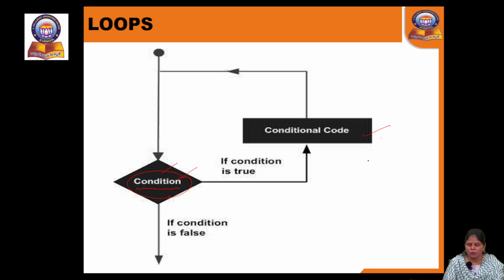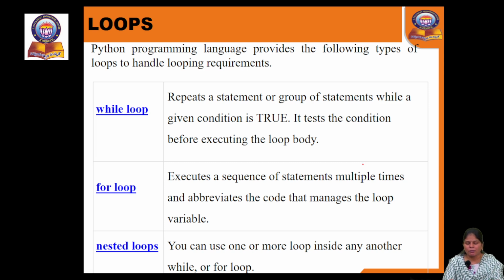So the loops mainly help us if we want to execute some set of statements repeatedly based upon a specific condition. Here in Python, we mainly come across two types of loops, the while loop and the for loop. In Python, we don't have do while. Do while is not available in Python. We have only while as well as for.